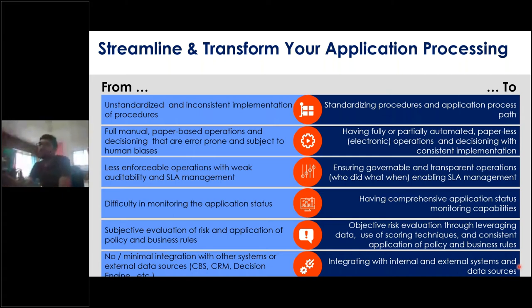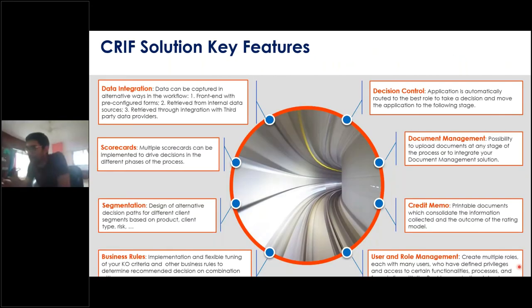So what we recommend, given what I have been talking about, which is nothing new, are these key decision modules that we have seen across our projects. You need to have a decision control. There needs to be proper document management. The credit memo that you're putting in has to be consolidated in the right place. User and role management needs to be there. The business rules need to be clear so that you're not declining needlessly. There has to be a risk segmentation, which is statistically driven. There has to be a scorecard, which is statistically driven. And the data integration from a workflow standpoint needs to exist for you to lend in the best possible form.